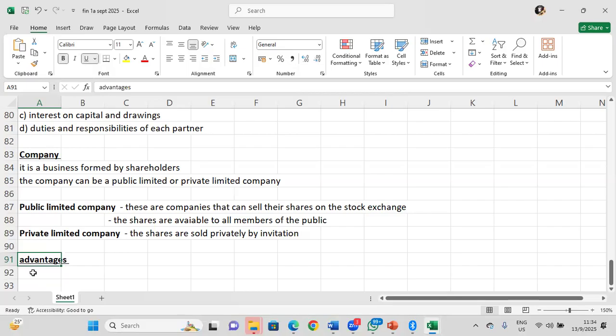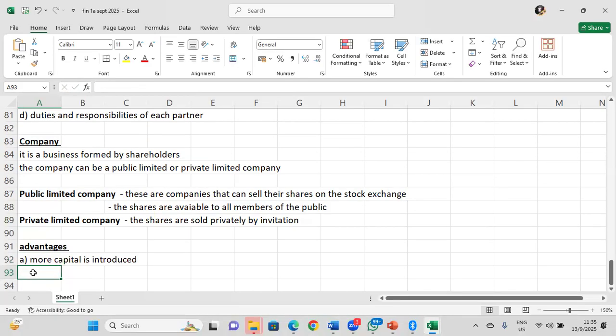So, advantages of the business being run as a company. When we run a business as a company, one of the first advantages is capital, because a company can have up to even 50,000 shareholders. So more capital is introduced. We tend to have a lot of capital because many people can join and put in their money. So more capital can be introduced into the business.